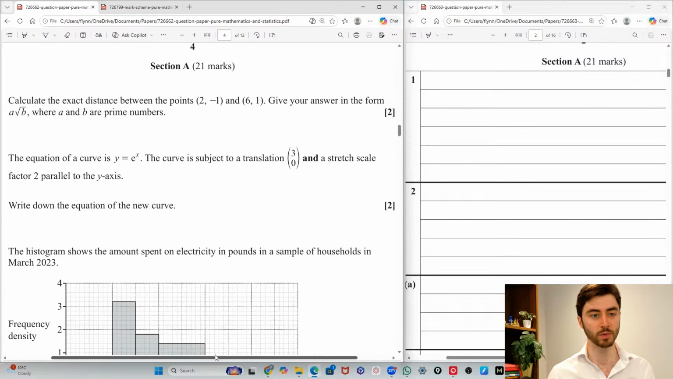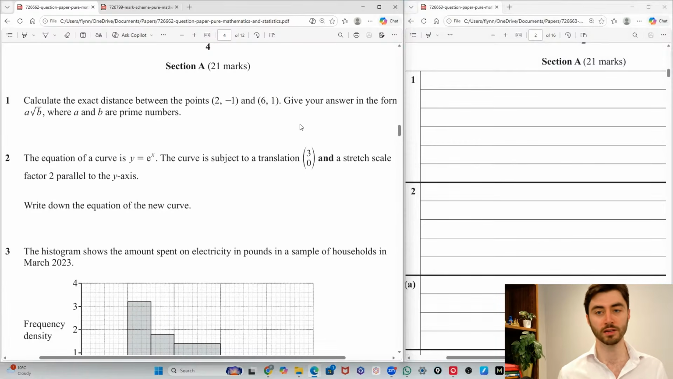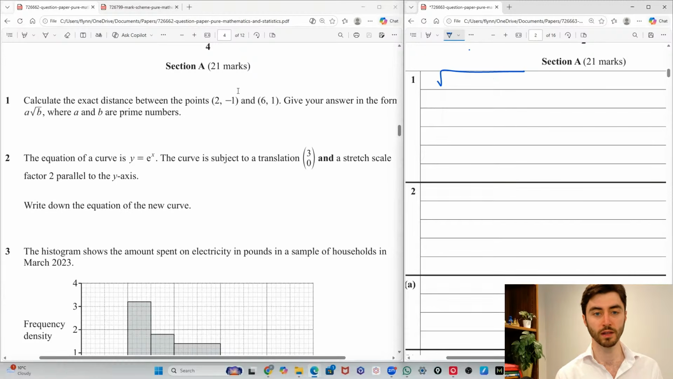For question 1, we have to calculate the exact distance between 2 points. That's fairly standard. All we have to do here is a bit of Pythagoras. So that is going to be the square root of the change in x, which is 6 minus 2, and the change in y, which is 1 minus minus 1. So it'll be the square root of 4 squared plus 2 squared. It's root 16... Could I do this on a calculator? Yes. Can I be bothered? No. So it's 2 root 5.